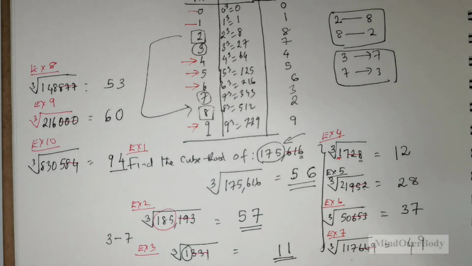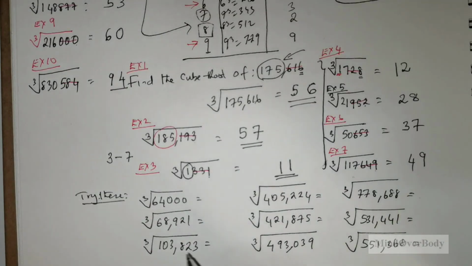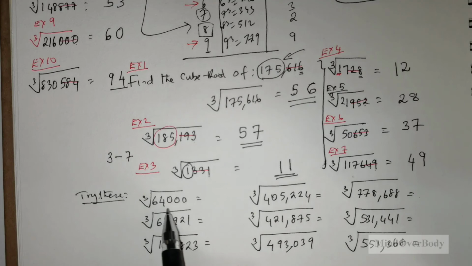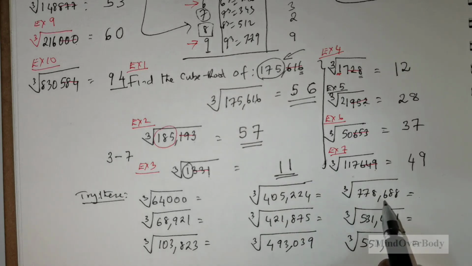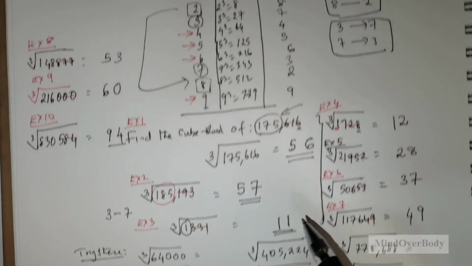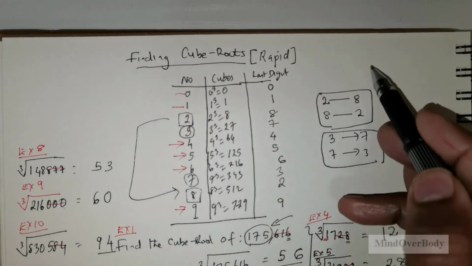Now what I want to do is I want to give you some questions so you can practice it and polish your skill. Remember, practice makes perfect, and perfect practice makes you more perfect. So let us do these exercises. So students, I'm giving you 9 questions. Find the third root of 64000. Find the third root of 68921, 103823, 405224, 421875, 493039, 778688, 531441, 551368. You'll be able to achieve all the solutions perfectly. All you need to do is to remember this table and this important pattern.